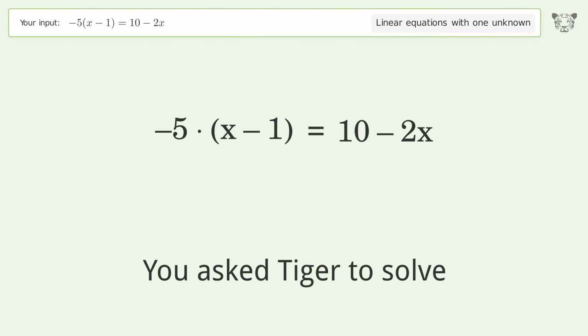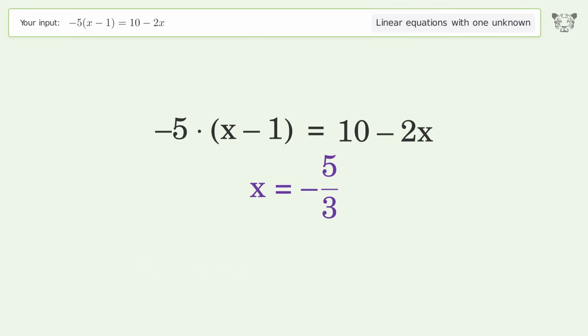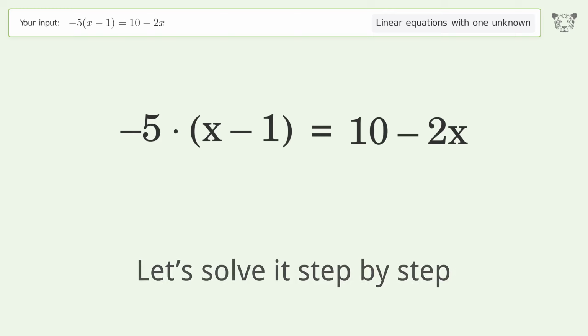You ask Tiger to solve this. It deals with linear equations with one unknown. The final result is x equals -5/3. Let's solve it step by step.